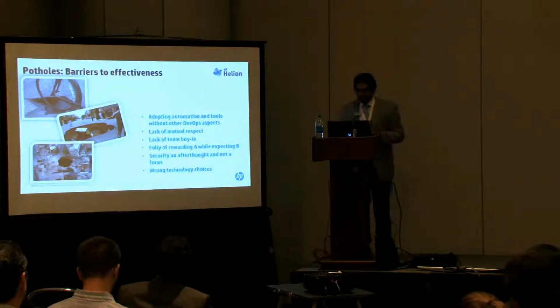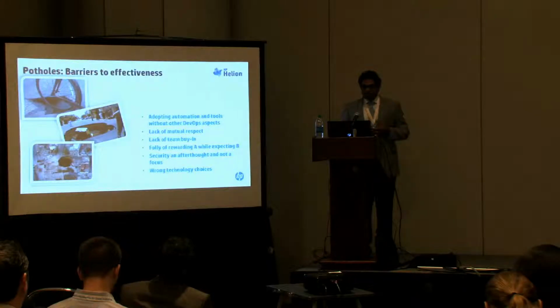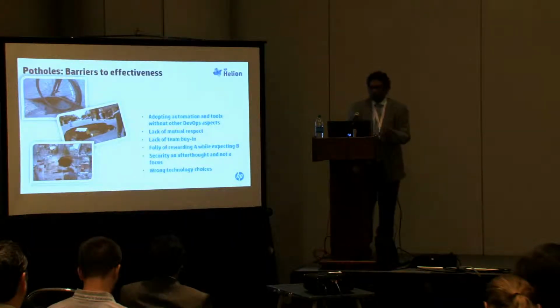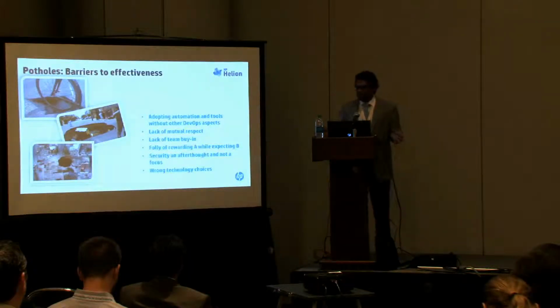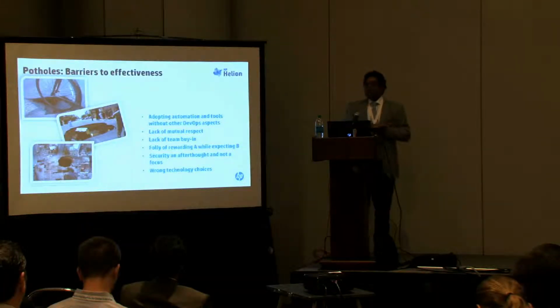Obviously, from a barrier to effectiveness perspective, the right or wrong choice can essentially either just be a bump in the road, or you can disappear into the hole, right? That's the end of the project. So it's very, very key to adopt the right kind of automation and the right kind of tool sets. It's very, very crucial.